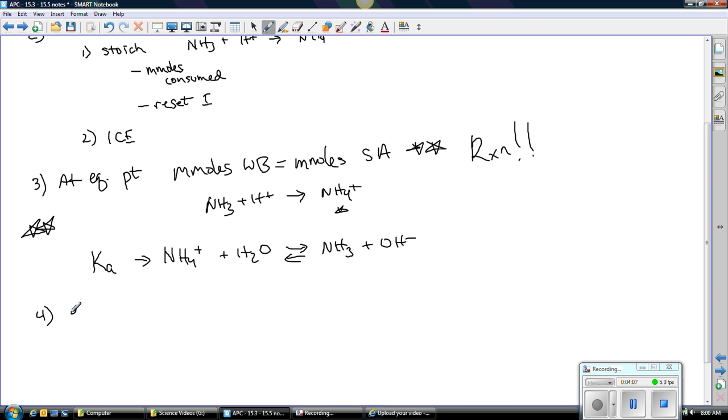The last one is, now we've just got excess strong acid, and that's the only thing that we're going to worry about. We simply go from the concentration of H plus straight to pH. Nothing special or extra we do there. We're already past the equivalence point. There's no base left over. We just simply calculate the pH given all our information.